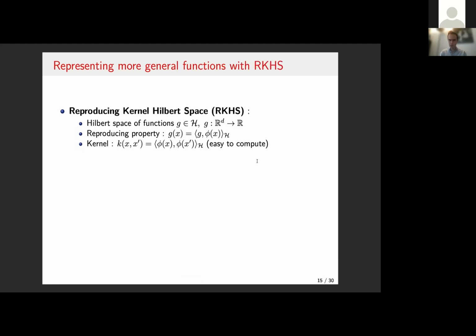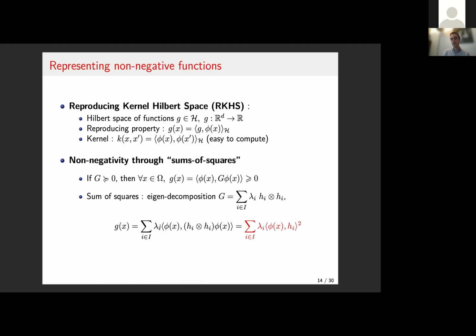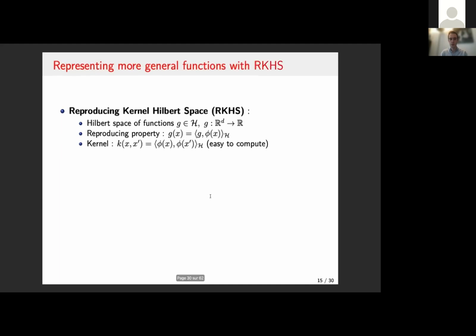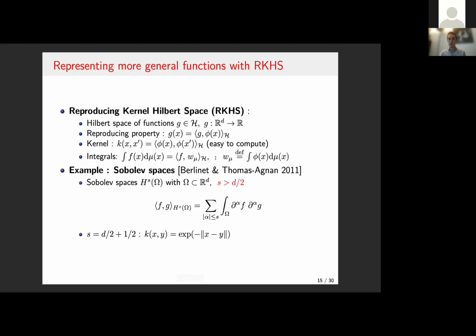And so we're going to try and write our function under this form. First, I'm going to try to show that we can represent lots of non-negative functions under this form. With RKHSs, you have easy operations: you have the evaluation of a function g, you have the kernel, and you can also evaluate integrals as inner products. An example of RKHS are Sobolev spaces, for instance. If you take Sobolev spaces H^s with s greater than d over 2, those are spaces of functions that have square integrable derivatives up to order s. Then this defines a Sobolev space.